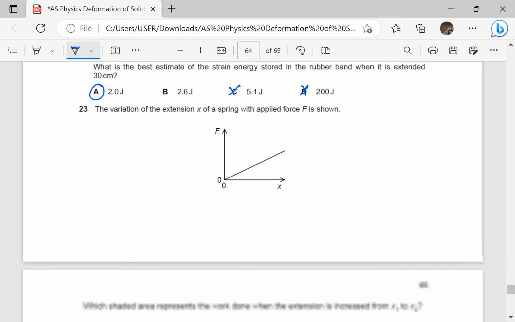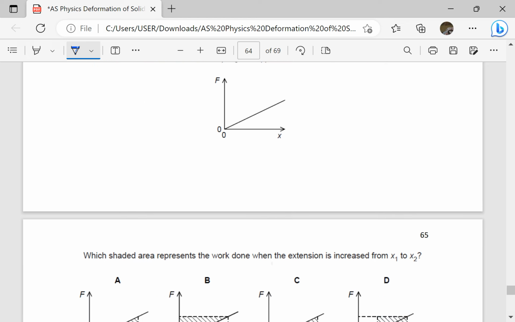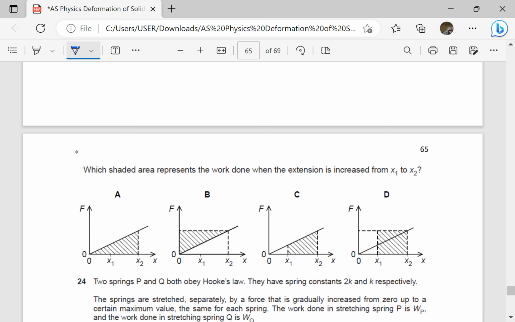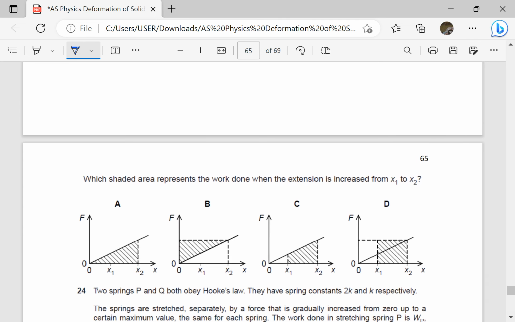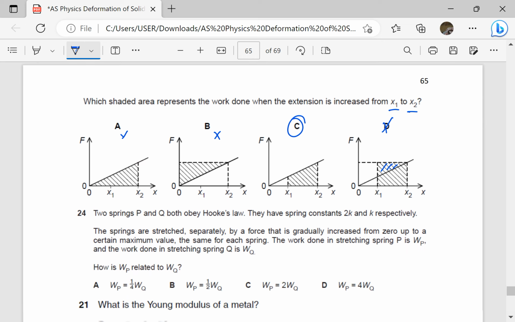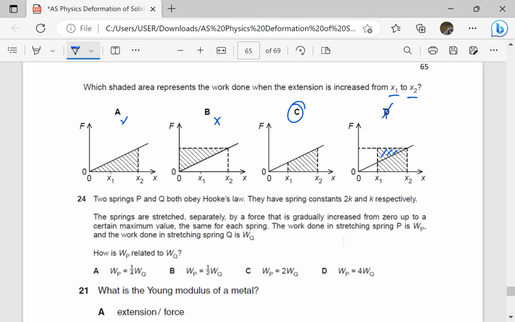The variation of extension x of the spring with applied force F is shown in the diagram here. Which shaded area represents the work done? This is force against extension. Which shaded area represents the work done when the extension is increased from x1 to x2? So this one is wrong, of course, it is including that. This one is also wrong. So we have these two options. But this one is automatically wrong because it's including this area here. So this is wrong. The answer is going to be C because the work done is the area under the graph, not including above the graph. And it's the area with the x-axis.